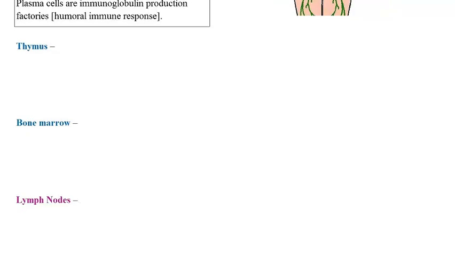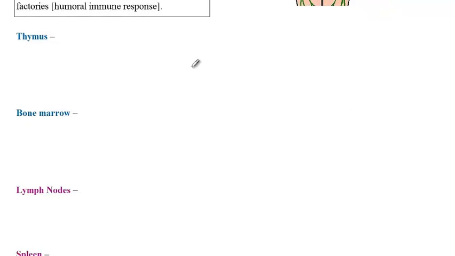So thymus is a site where the majority of T lymphocytes will mature and start to express either CD4 receptors or CD8 receptors. And we know that cells that have CD4 are called helper T cells, versus cells that have CD8 are called cytotoxic or killer T cells. And CD4 is specific for recognizing MHC2, while CD8 is specific for recognizing MHC1 glycoproteins.